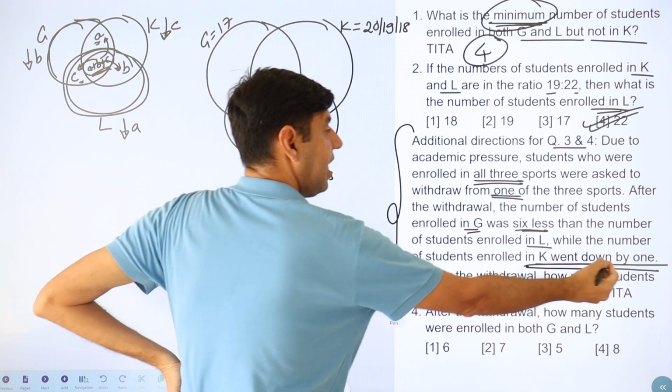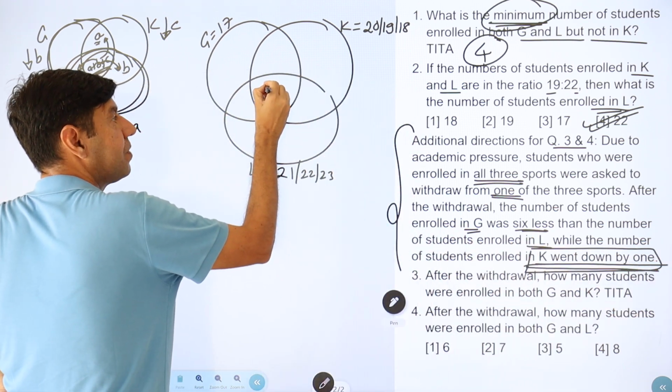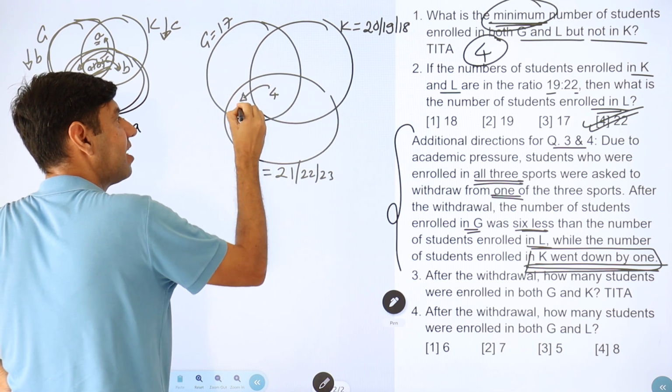Now K numbers went down by 1. So out of these 4, one person has definitely shifted here.